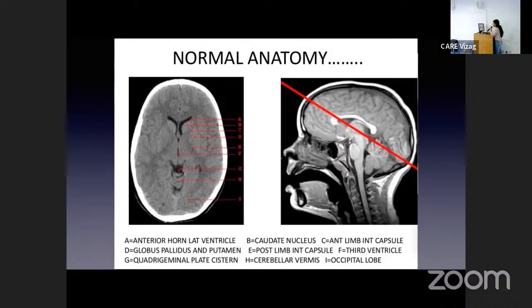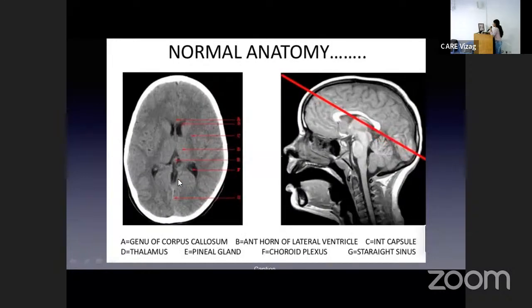Now coming to this section, here what we get is both the horns and anterior horns of the lateral ventricle, the third ventricle, and again quadrigeminal plate cistern, and the frontal lobe here, and posteriorly we have occipital lobe.